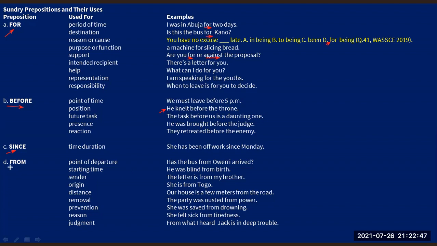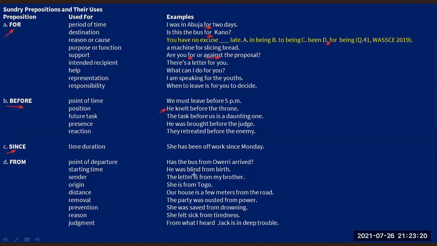Then the preposition from is used to indicate point of departure. For example, has the bus from Owerri arrived? When you talk about the bus from Owerri, you are talking about the bus that departed from Owerri, that is coming from Owerri. Then you can use it also to indicate a starting time.